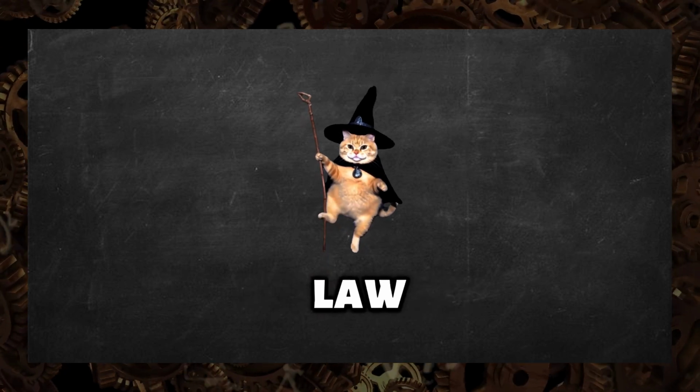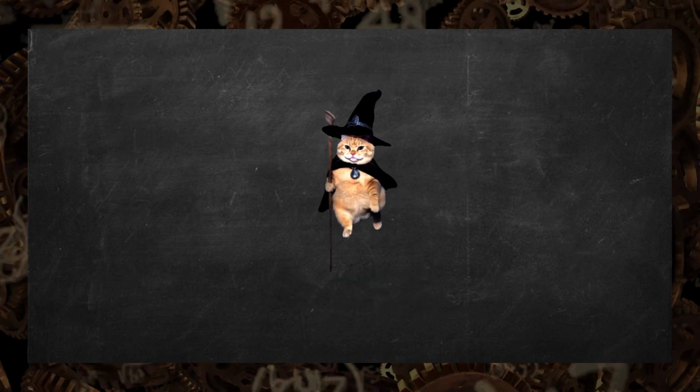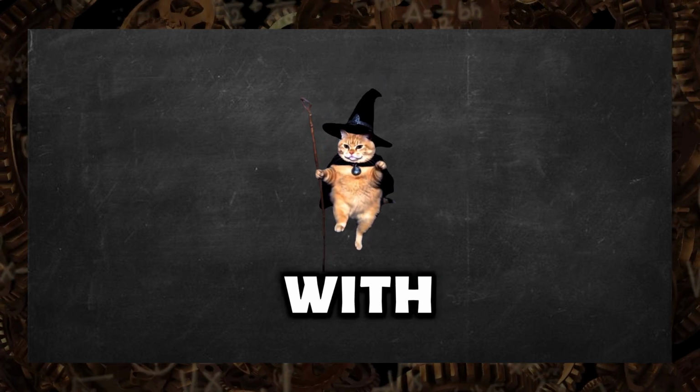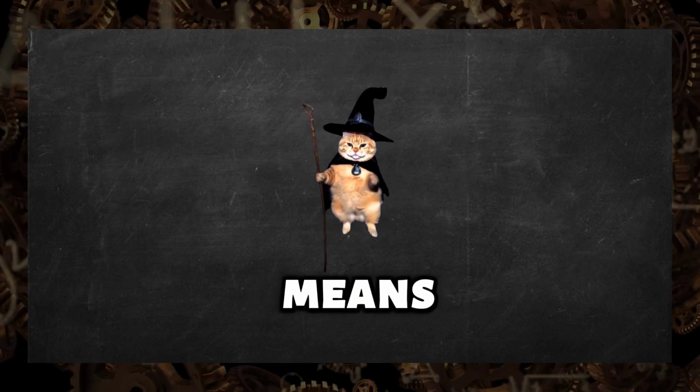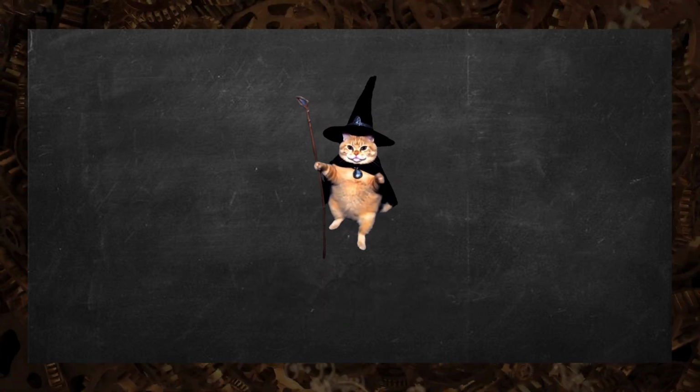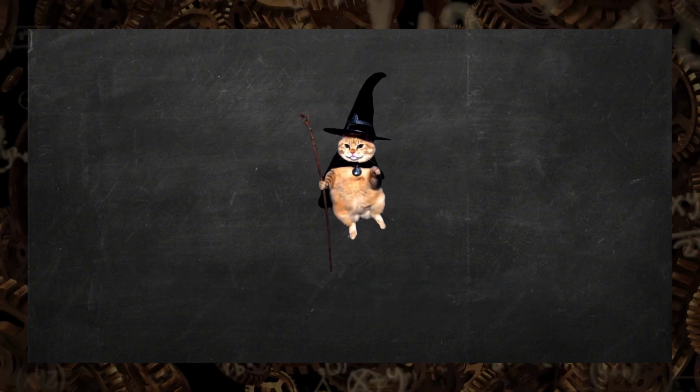The law of large numbers says results average to expected over many trials. Coin flips near 50% heads with thousands of tosses. The central limit theorem makes sample means normal for big groups. This underpins surveys estimating populations.